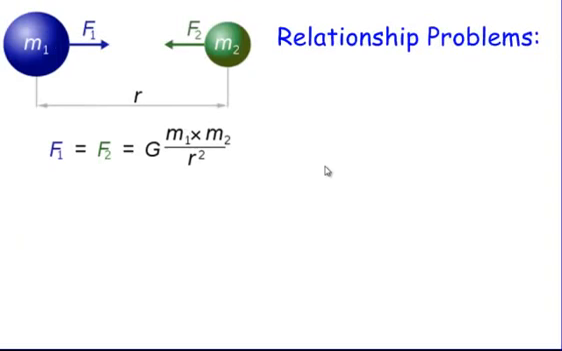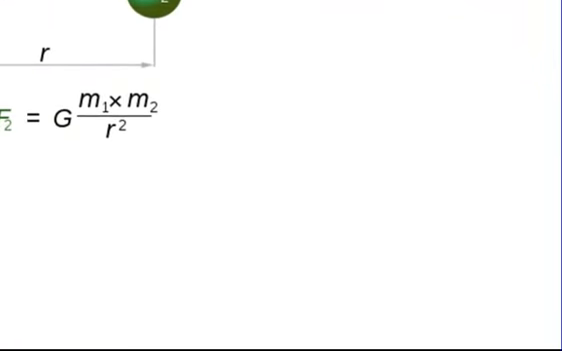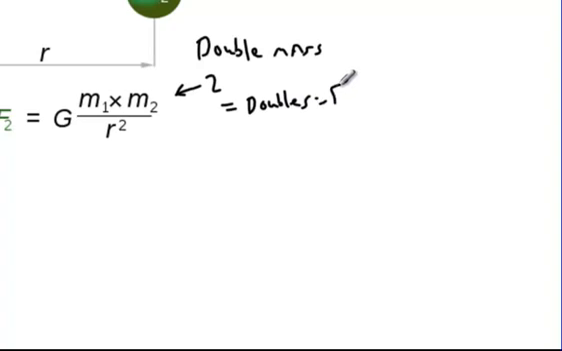And we have all kinds of relationship problems. I don't know about you, I don't have any relationship problems. But our relationship problems deal with what happens if we double our mass. If you double one of the masses, you're going to put a 2 up top, which means what happens to the force of gravitational pull? It doubles as well. And if you triple the mass, what happens to the force of gravitational pull? It triples. If you quadruple the mass, it quadruples. The mass is proportional.